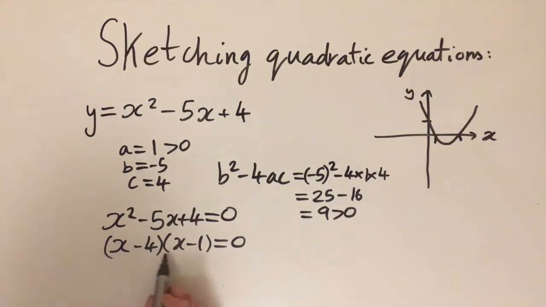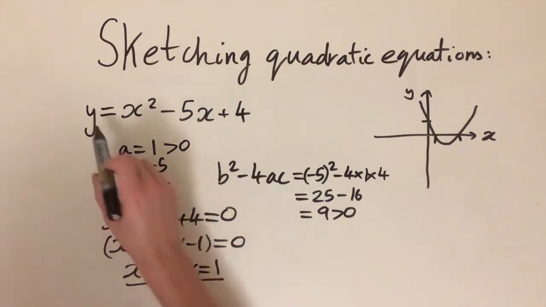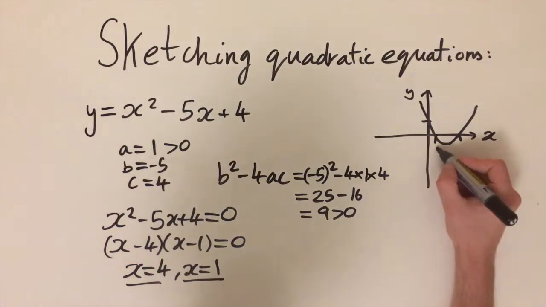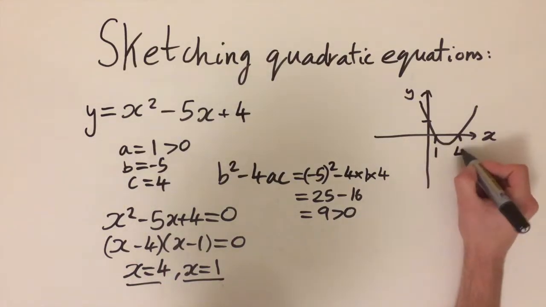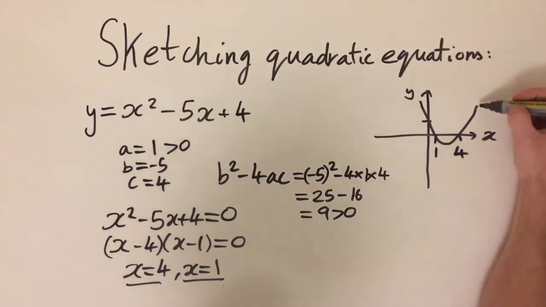We just set each bracket equal to 0, and this is going to give us the solutions of x equals 4 and x equals 1. So these are the two values of x such that y is equal to 0. So these are the two x-intercepts. So we have x equal to 1 and x equal to 4. And we're just going to label it on this graph.